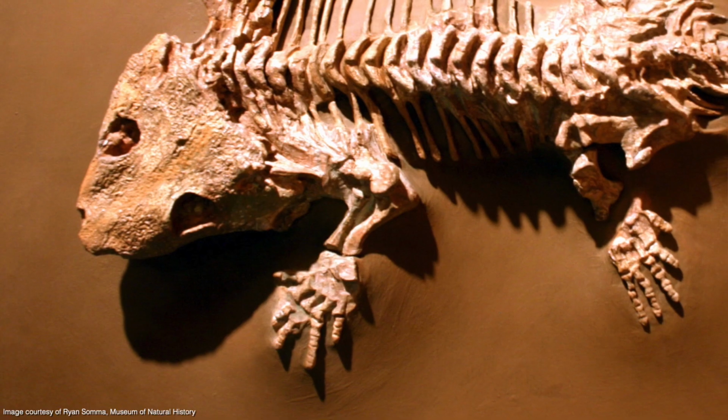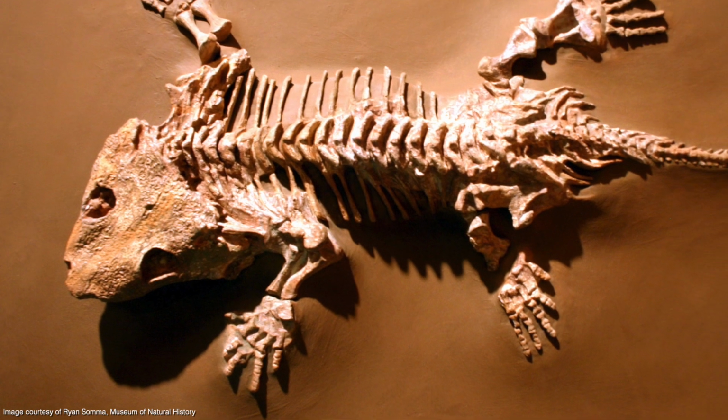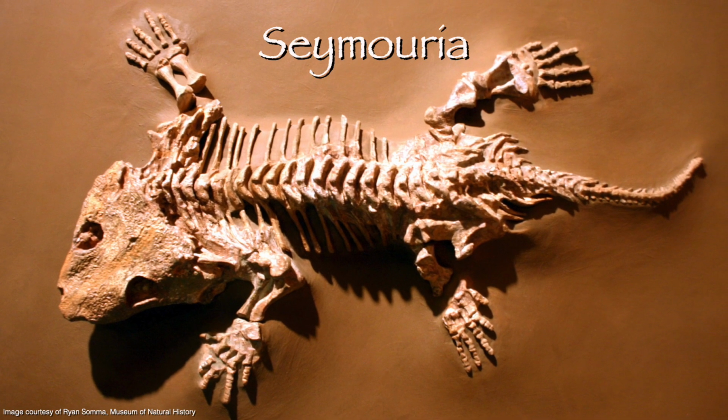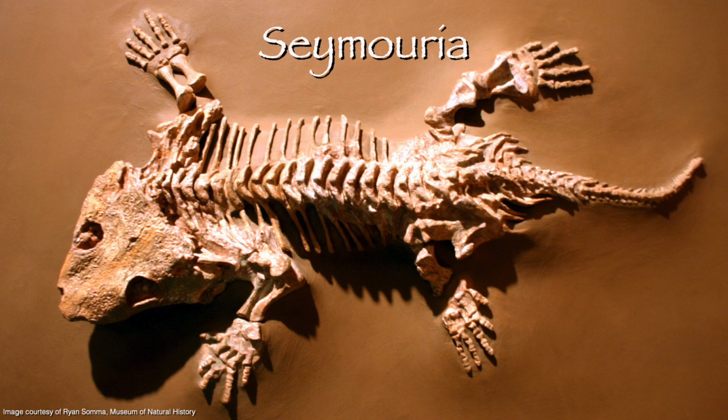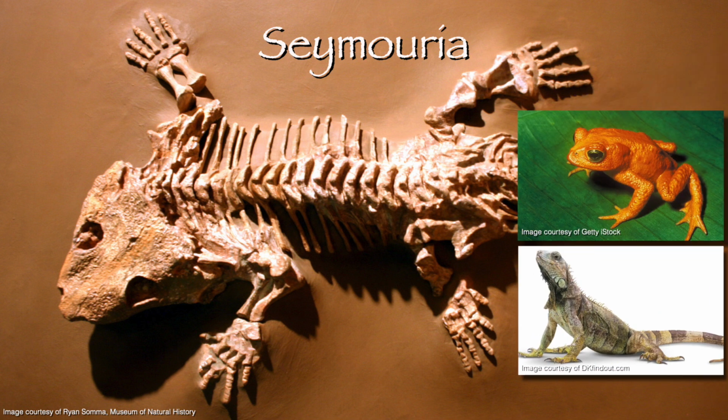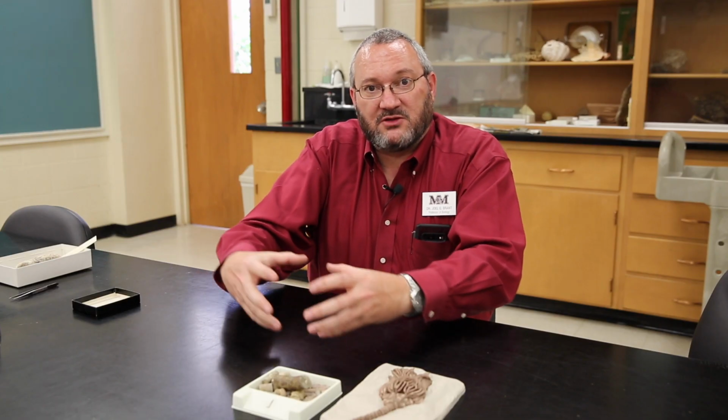Two vertebrates that I think are important to note. One is a little amphibian or reptile thing called Seymoria. Seymoria was actually a little thing that was found near the town of Seymour, which is north of Abilene. And it is thought to be a transitional fossil between amphibians and reptiles. So at one point it was grouped in with the reptiles. Now we think of it more as amphibian. It's a transitional fossil between the two, and it was found not far from Abilene, Texas.